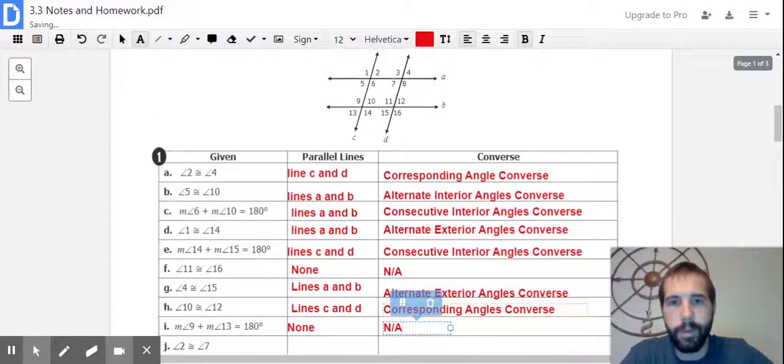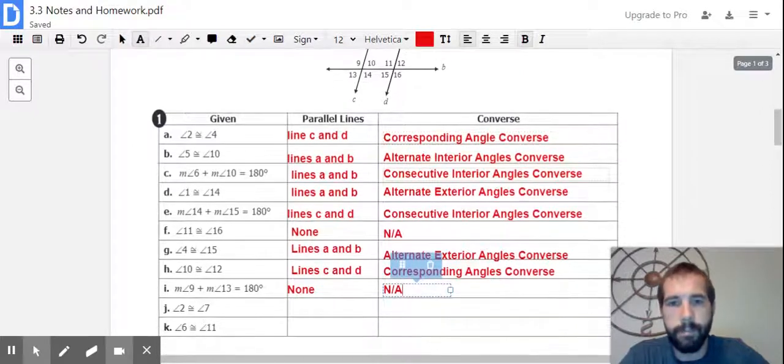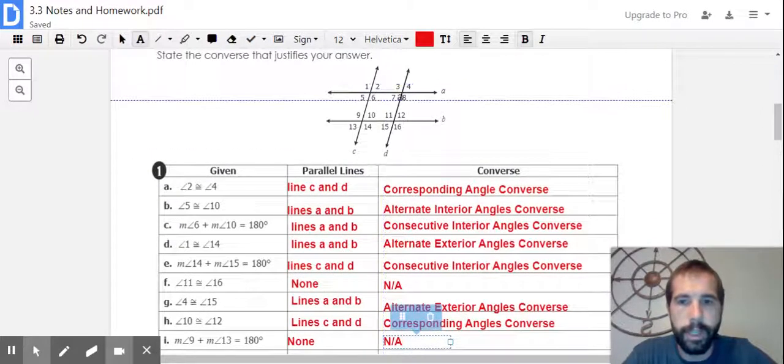Or 2 and 7, if 2 and 7 are congruent. So that's transversal A. 2 and 7 are between lines C and D. They're on alternate sides of the transversal. So that would make lines C and D parallel by alternate interior angles.